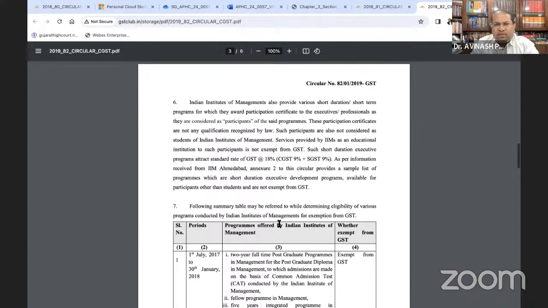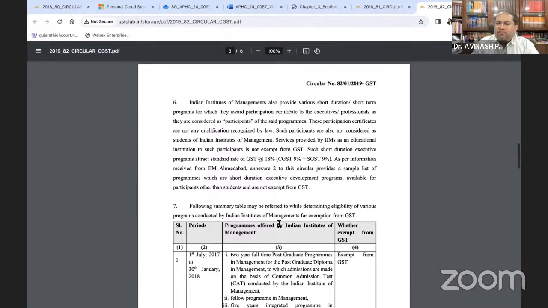These participation certificates are not any qualification recognized by law. Such participants are also not considered as students of Indian Institute of Management. Services provided by IIMs as an educational institution to such participants is not exempt from GST. Such short duration executive programs attract a standard rate of 18%.